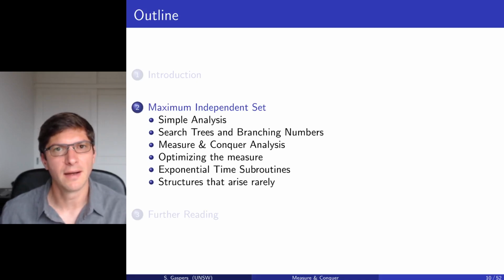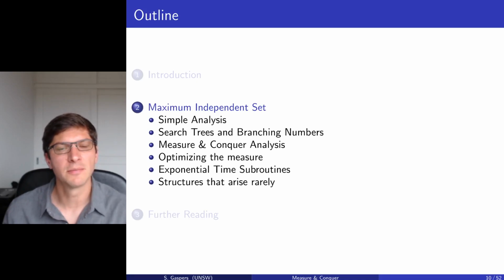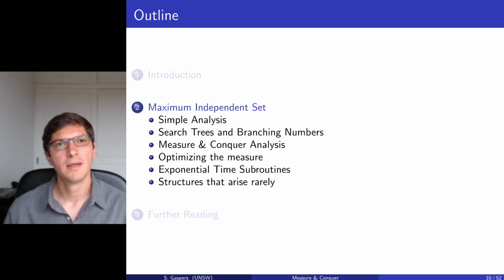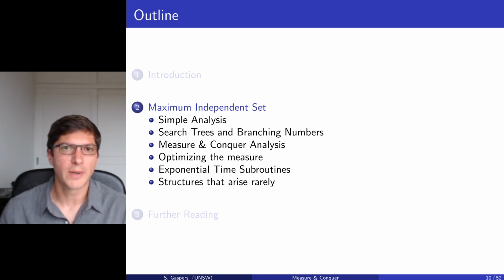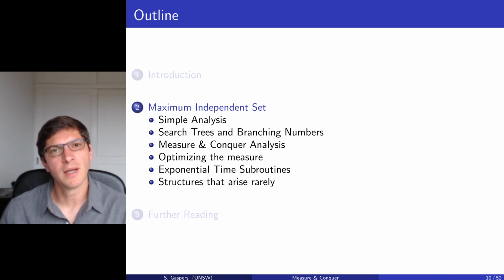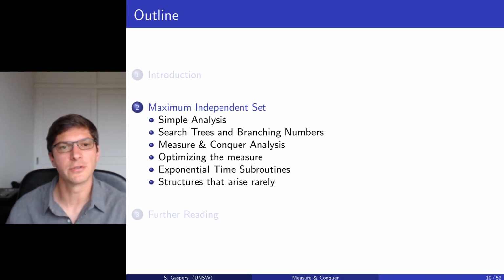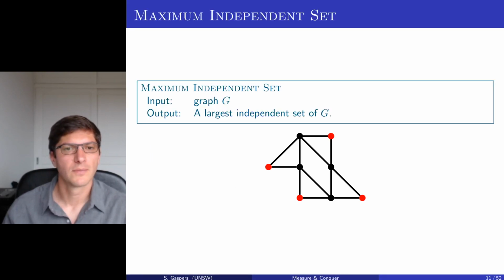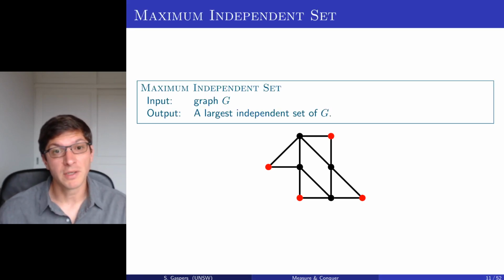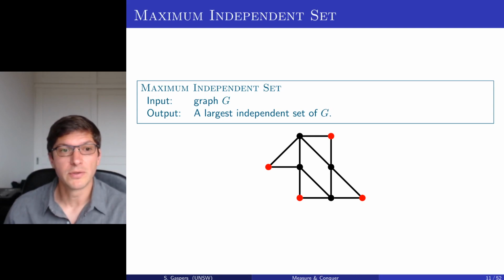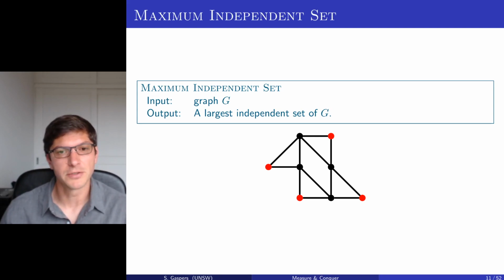We are now going to analyze an algorithm for the maximum independent set problem. And again, we are going to try and upper bound the running time as a function of the number of vertices of the input graph, so as a function of n. In the maximum independent set problem, the input is a graph G, and the output is the largest independent set of G. So, the largest set of vertices so that there's no edge in the graph that joins any of these vertices.